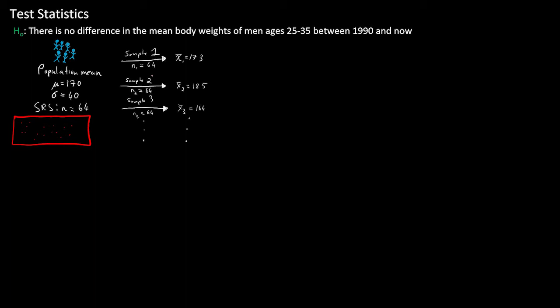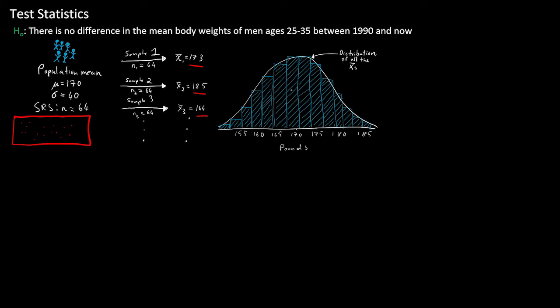So sample 1 with an n of 64 will yield us a sample mean of 173, and then sample 2 yields us a mean of 185, and sample 3 yields us a mean of 164. And if we continue down the sampling methods, we'll eventually come to a distribution of means that looks normal. So it looks like this, where most of our sample means are landing within this 165, 170, and 175 pound range. And the model here is based, remember, on taking all the possible samples of n equals 64 from a population with a population mean of 170 and a standard deviation of 40.